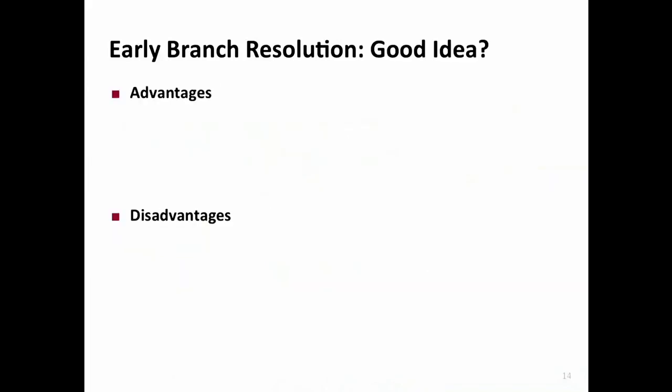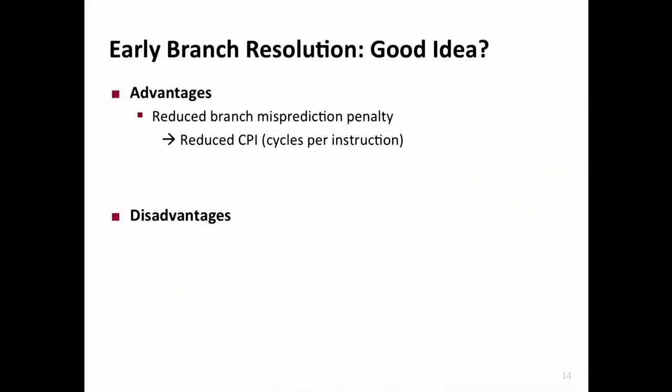Now, as with everything else in engineering, and especially computer architecture, there are advantages and disadvantages to this. Well, I'll give you the advantages. Clearly, I've given you one advantage, right? You reduce the branch misprediction penalty. Basically, you reduce the cycles per instruction, because you reduce the cycles wasted when the branch is mispredicted. What about disadvantages? Anybody tell me? Yes?